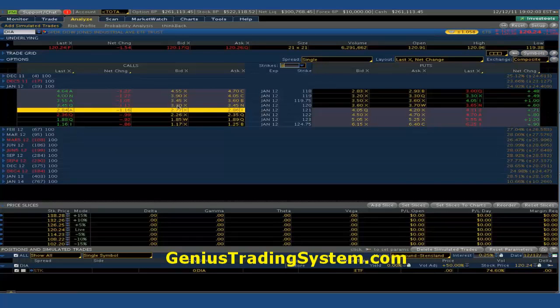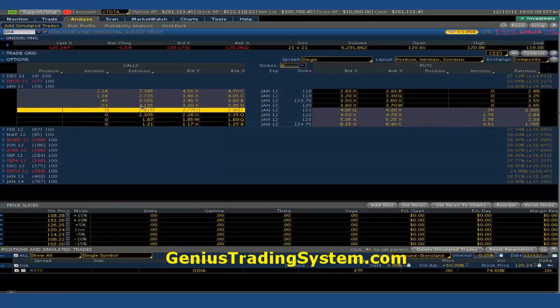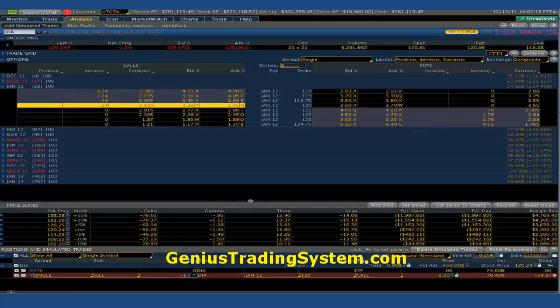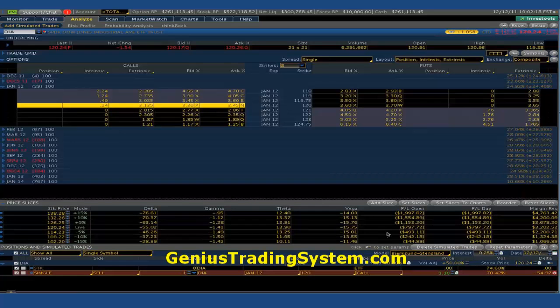January calls selling for $3.30. And again, the time value of that option is $3.13. Let's sell one. Instead of buying an option, let's sell it. Volatility is low. We've got a premium of $3.30 for this particular option.